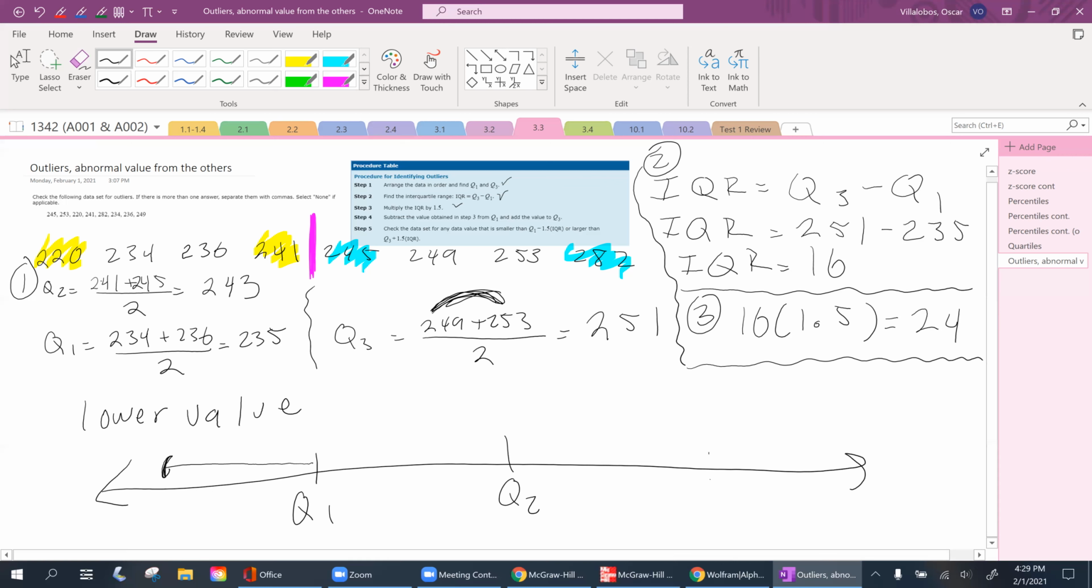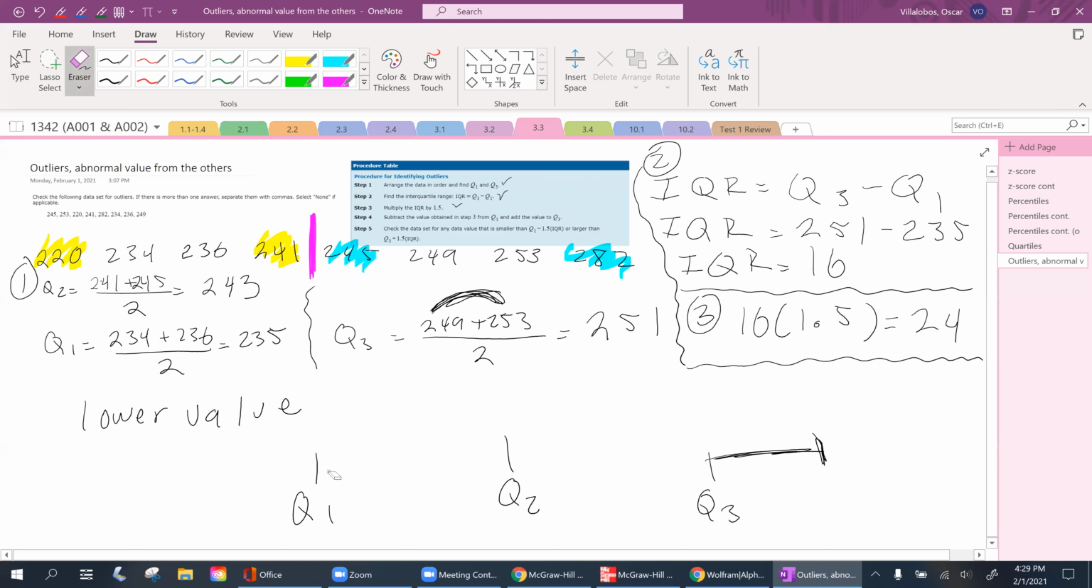And I'm going to do the same thing with Q3. I'm going to take Q3 and add the same 24. I'm going to create a little fence, and everything above that value in my data is going to be an outlier. So that's visually what we're about to do.